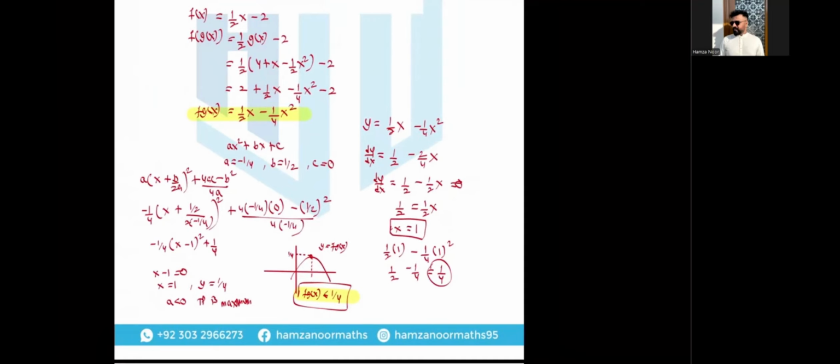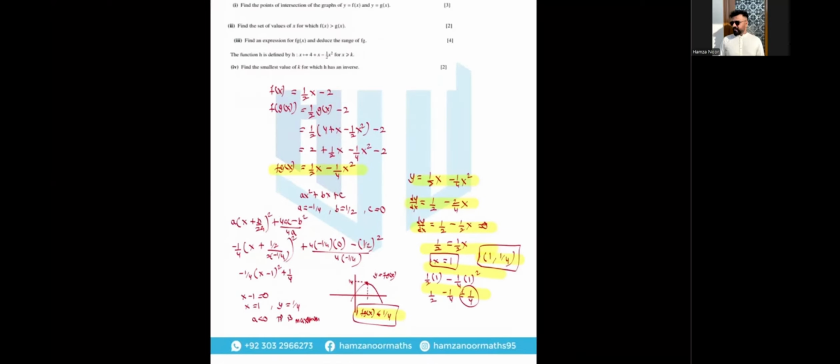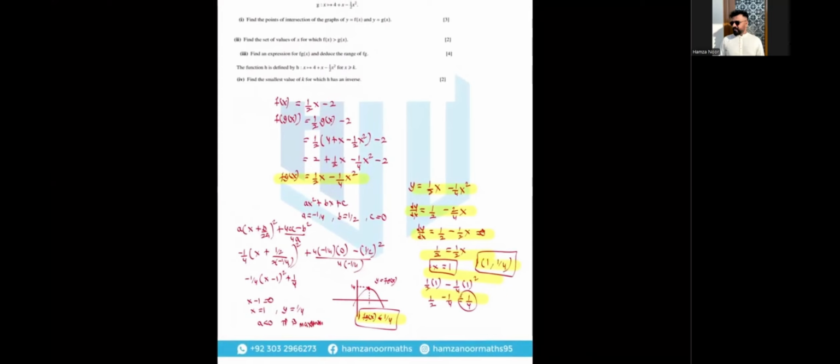So this means 1 comma 1 over 4 is the maximum turning point of the quadratic graph. Why maximum? Because the coefficient of x squared is negative. After this you will sketch the graph in this way, and then you will state the range of the function. So this was an alternative approach: to find the dy over dx function and equate it with 0. In this way we have attempted this part 3.